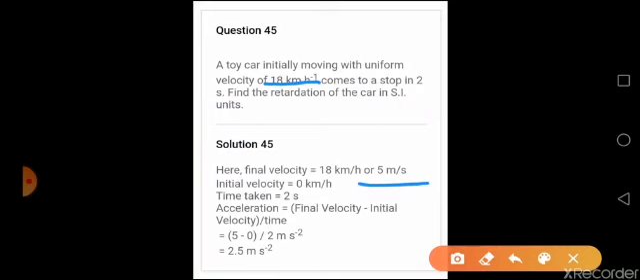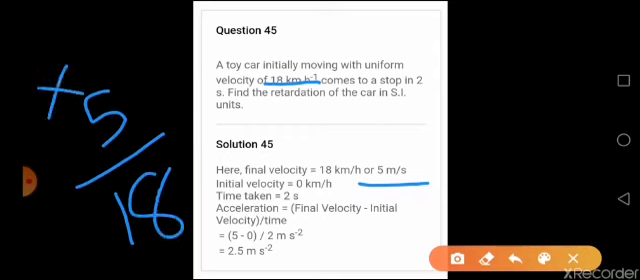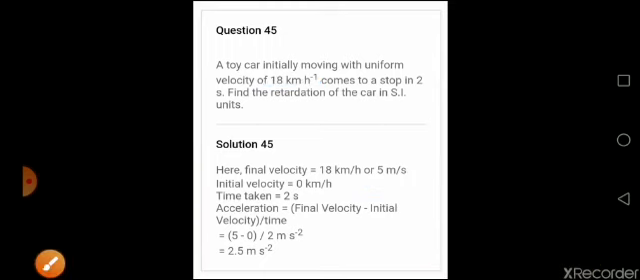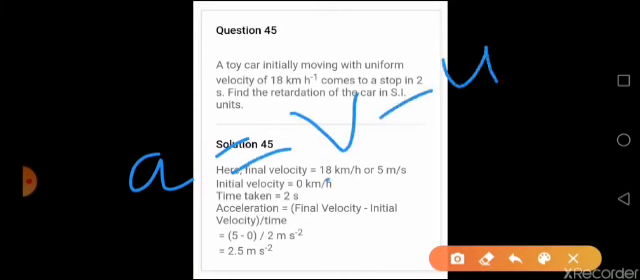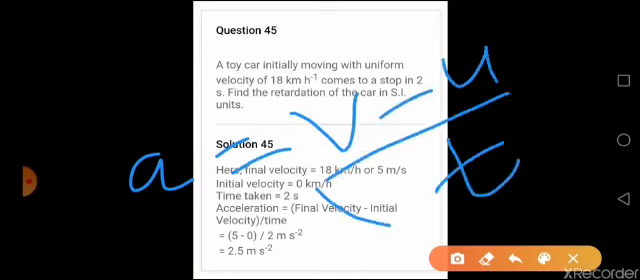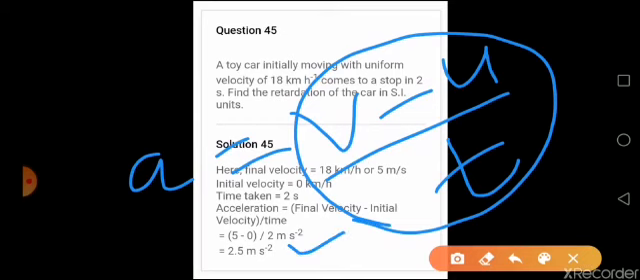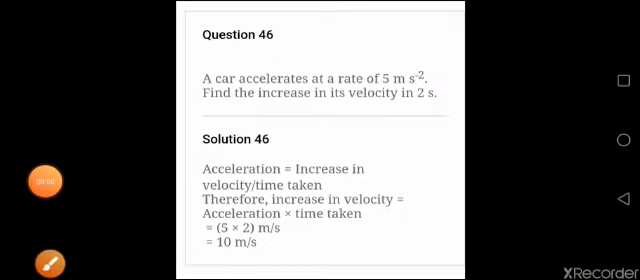Now you already know kilometer per hour to meter per second. You have to multiply it with 5 by 18. And if it is from meter per second to kilometer per hour, you have to multiply it with 18 by 5. This you have already learned in your smaller classes. Now once you convert it, directly you can use the equation a is equal to v minus u by t, or final velocity minus initial velocity upon time, and you can find out the answer.